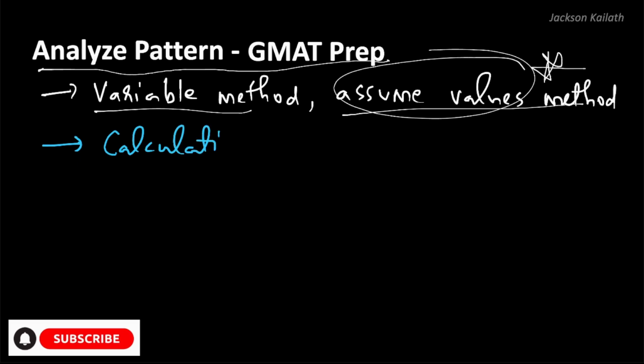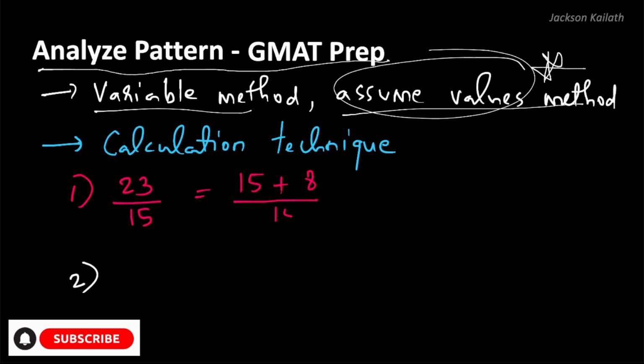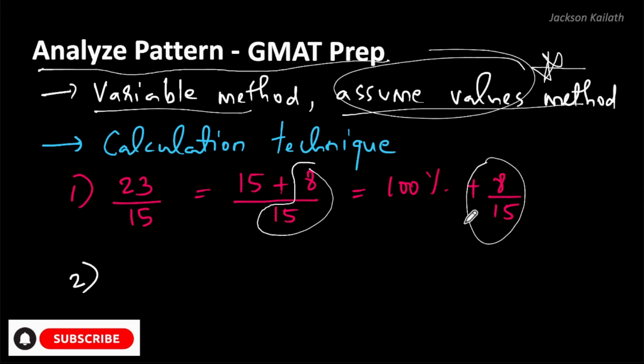And we also saw some interesting calculation techniques. Specifically, we saw 2 techniques. The first one was, let's say you have 23 by 15. So you split the numerator into 15 plus 8, because the denominator also is 15. Now this can be written as 15 by 15 plus 8 by 15. 15 by 15 is nothing but 1 or 100%. So this over here is 100% plus 8 by 15, which is what you have over here, right?